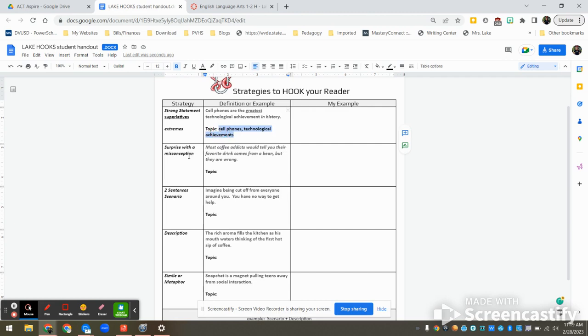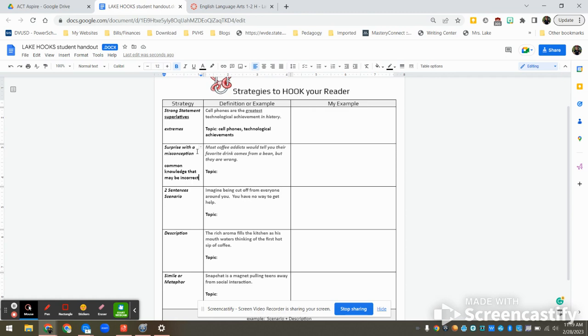So those are some of the different topics we might be looking at in this example. Now, the next strategy that gets used in hook sentences is a surprise with a misconception. First we need to think of what a misconception is. A misconception is common knowledge that may be incorrect. Let's look at our example: most coffee addicts would tell you their favorite drink comes from a bean, but they are wrong. If you are looking at that going, but it's called a coffee bean, Miss Lake, what are you talking about? You're actually looking at the seed of the cascara fruit. It's not actually a bean.